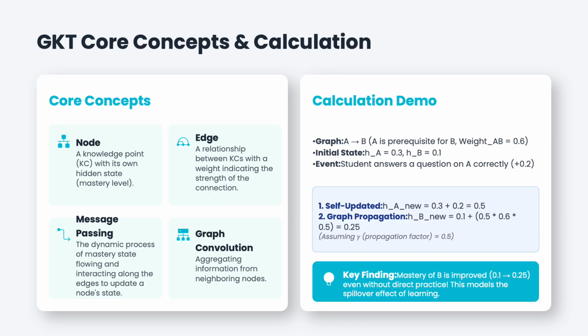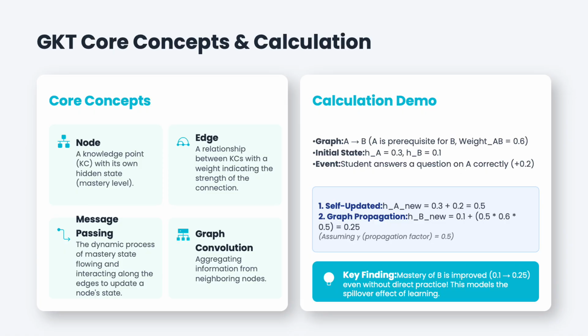It takes all the incoming messages from its neighbors and combines them with its own current state. It's like updating your opinion on a topic after hearing feedback from all your friends who are experts in related areas. The calculation process is a cycle. First, every node gathers information from its neighbors, then it updates its own state based on that information. After one full cycle, the entire map of the student's knowledge is updated, showing the ripple effects of learning across connected skills.